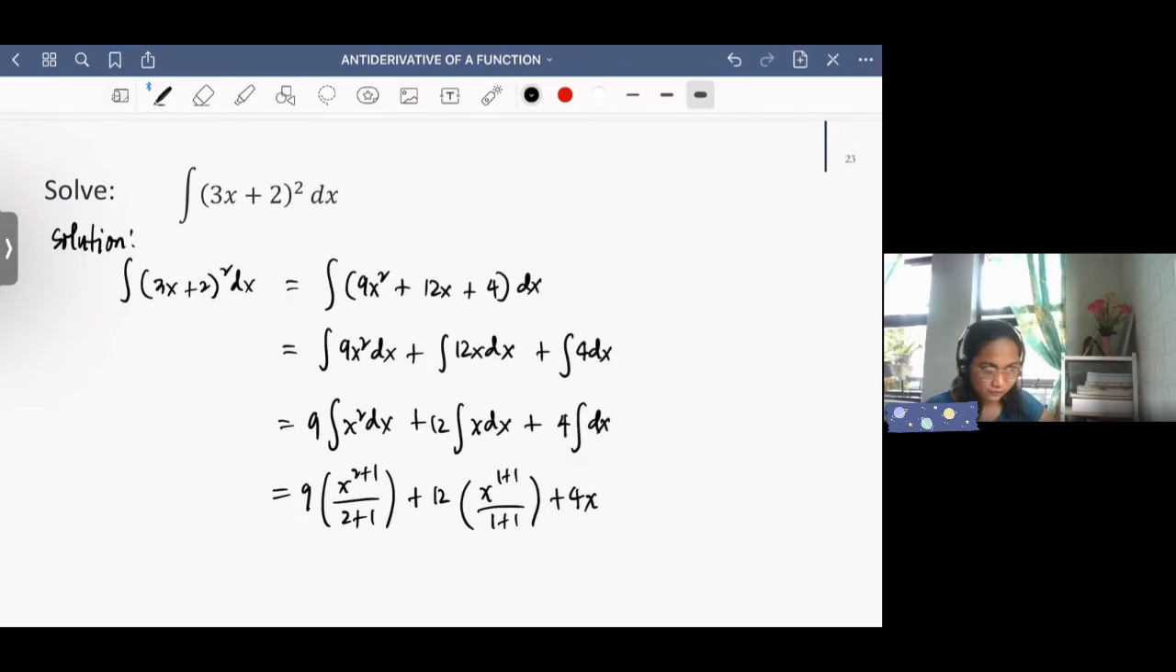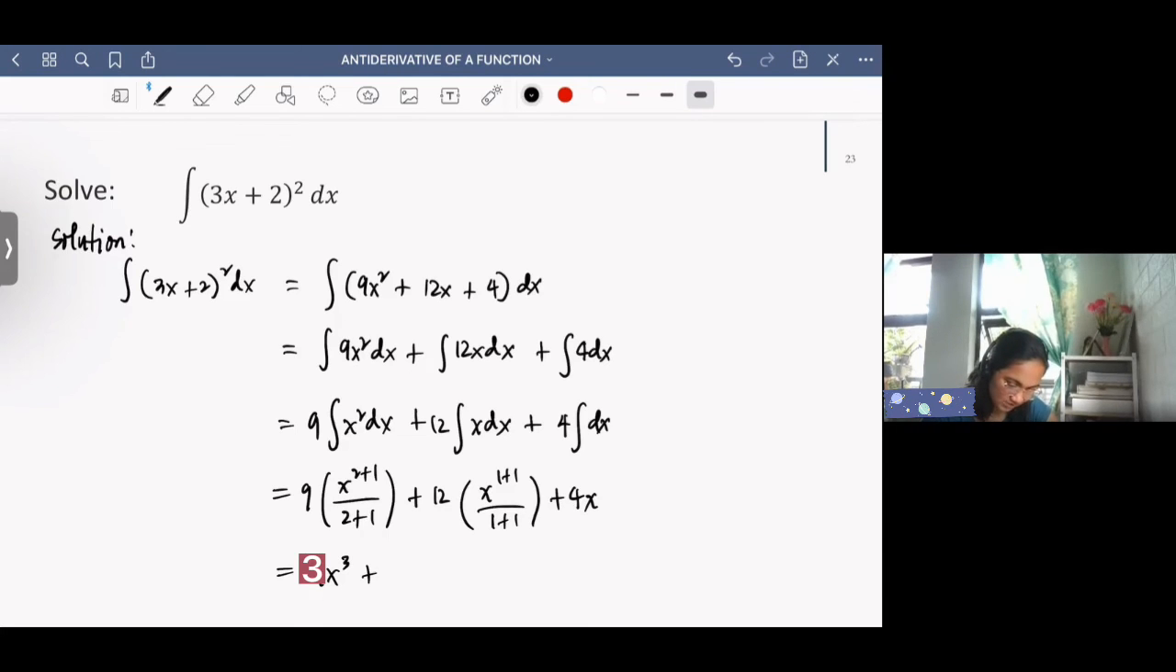Now, we will have to combine these expressions and simplify them. So 9 divided by 2 plus 1 is 3. So 9 divided by 3 is 3 times x raised to 3 plus 12 divided by 1 plus 1, that is equal to 6. 6 times x raised to 1 plus 1 is 6x squared plus 4x, and then your arbitrary constant. Don't forget this thing. Alright? So this is the integral of the quantity 3x plus 2 squared dx.